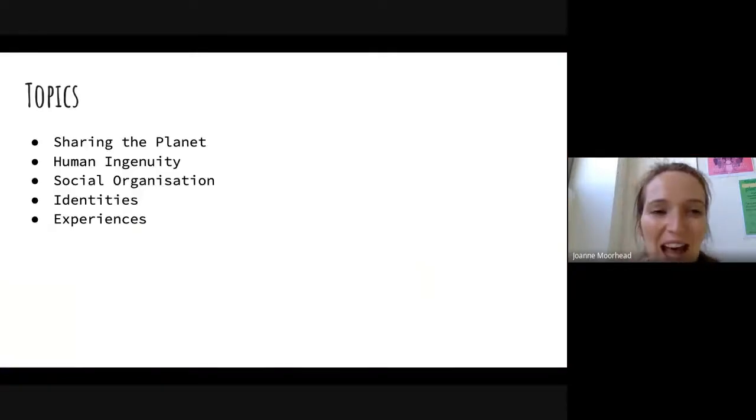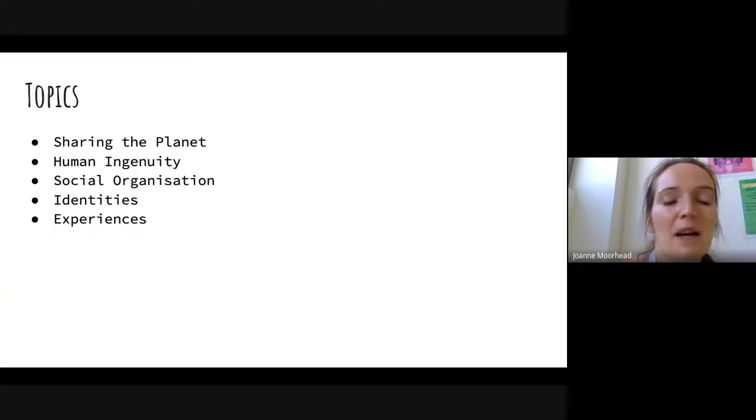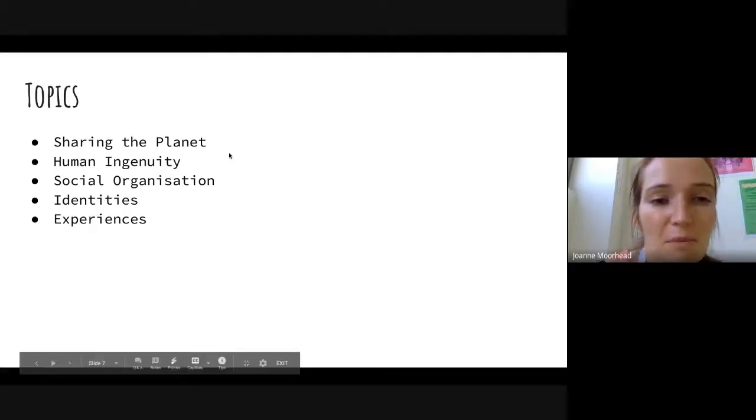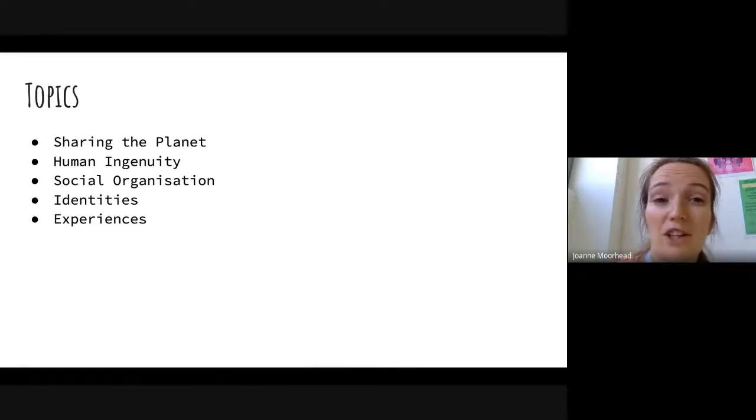Okay, so we've also spoken a little bit about the themes that you'll cover. Remy spoke about that. So there are 5 themes on English B. They're all very big things. So we have sharing the planet, which is as much about looking at how we share our resources in the world and poverty as it is about the environment.